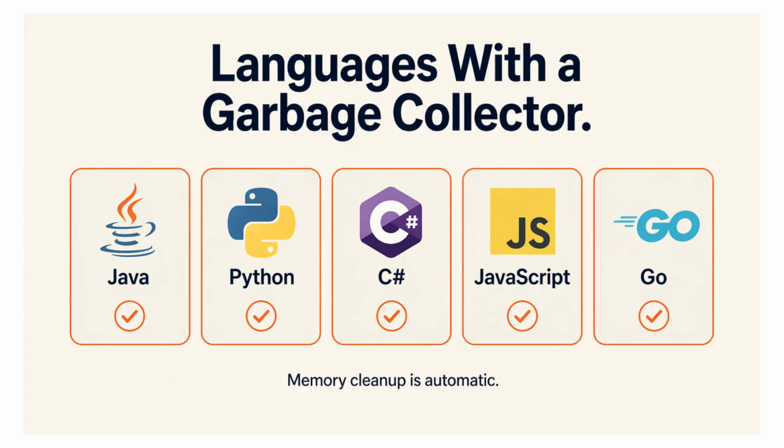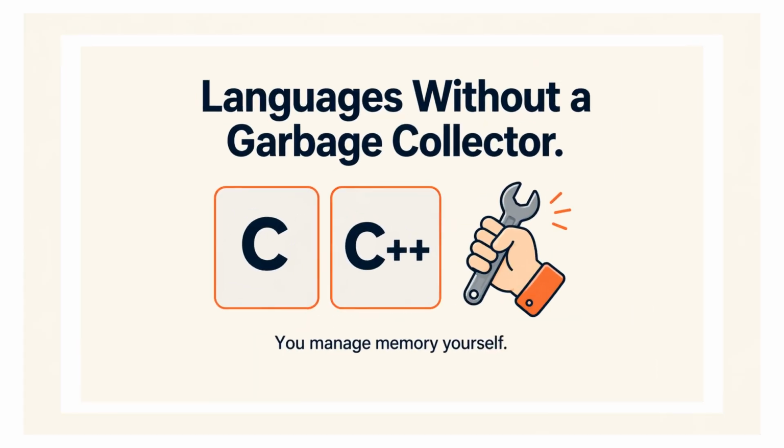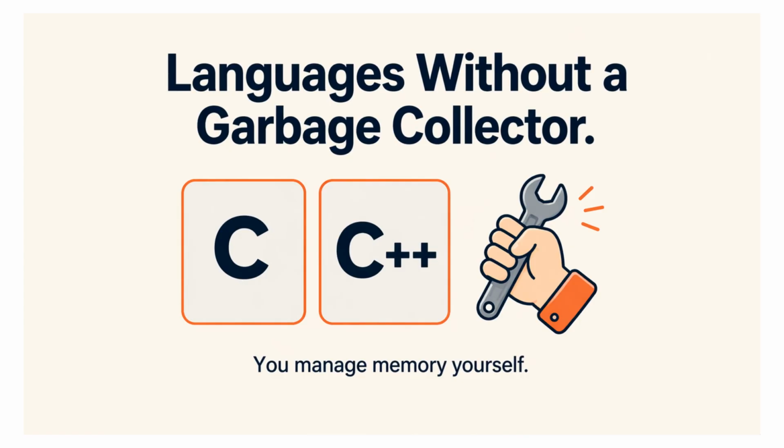But not every language works this way. Let's look at the other side. Now, look at this. Some languages don't have a garbage collector at all. The two most famous examples are C and C++. If you've been following our C programming series, you already know that in C, you allocate memory yourself using functions like malloc, and you have to free that memory yourself using the free function.